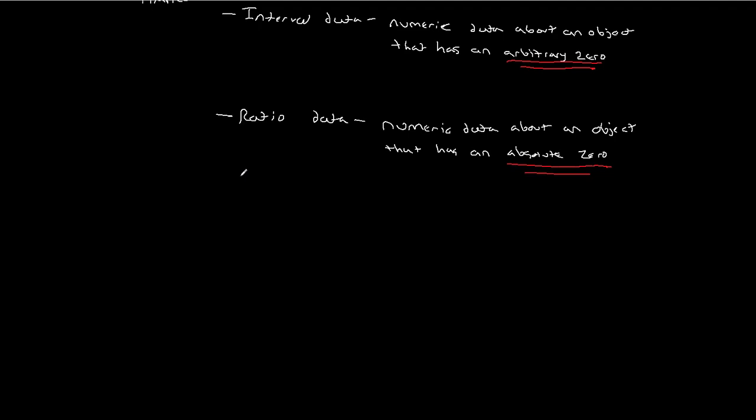I think the best possible way to directly compare interval and ratio data is to talk about an example of temperature. We're going to talk about temperature in degrees Fahrenheit versus temperature in degrees Kelvin, because we're talking about the same phenomenon, temperature, but two different scales. Hopefully you can get a feel for what this arbitrary zero means versus what this absolute zero means. Spoilers, when we talk about Fahrenheit, this is going to be interval. And when we talk about Kelvin, I should say ratio data. It's going to be ratio.